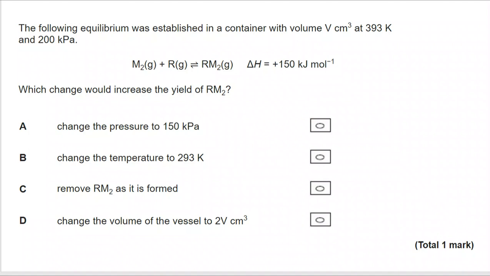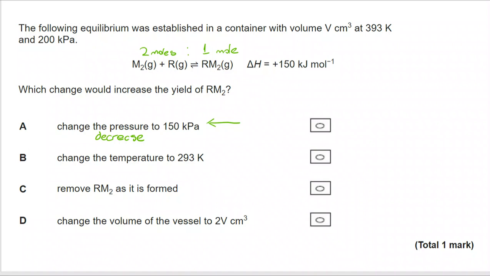So a lot to think about here. We are considering Le Chatelier's principle. We can see from the equation that 2 moles of reactant make 1 mole of product. And if I then consider decreasing the pressure, because I'm going from 200 to 150 kilopascals, actually decreasing the pressure would favour the backward reaction, which leads to an increase in the number of moles. That would give us less RM2.